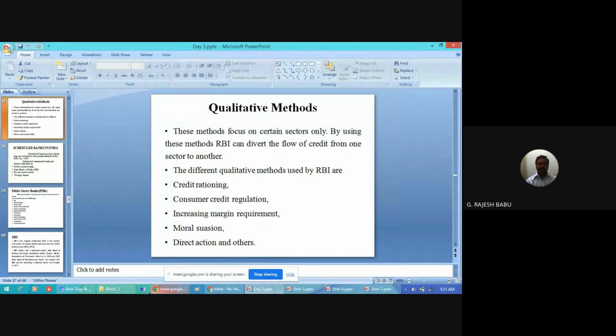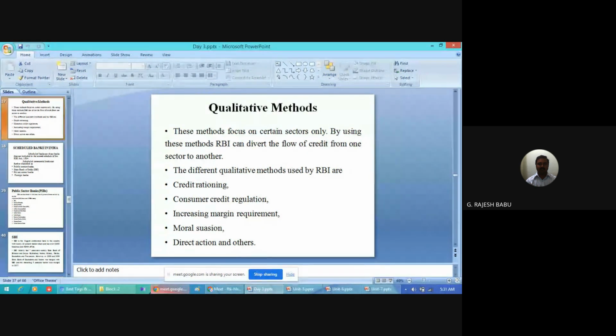Next one, qualitative method. This method is focused on certain sectors only. By using this method, the Reserve Bank of India can divert the flow of credit from one sector to another sector. The different qualitative methods used by the Reserve Bank of India are credit rationing, consumer credit regulation, increasing margin requirement, moral suasion, direct action, and others.